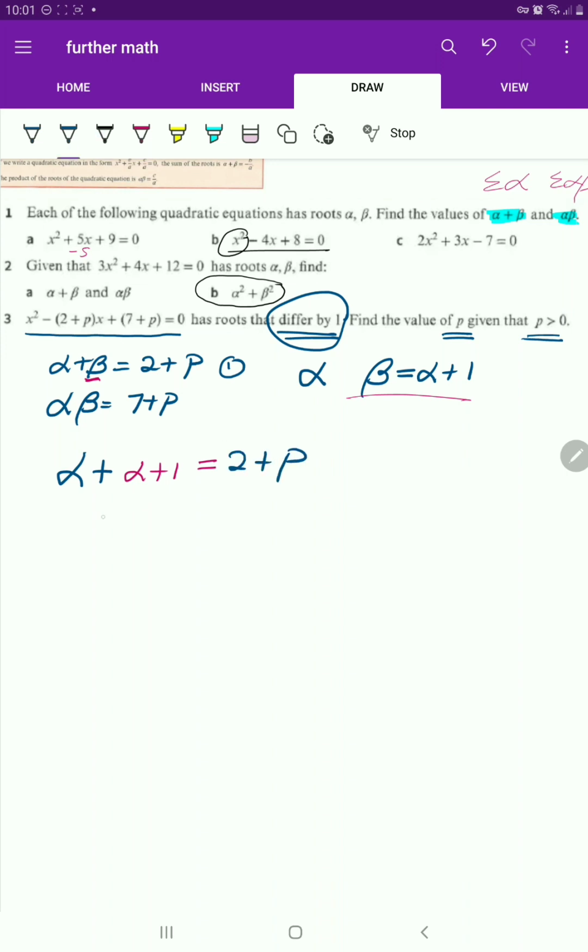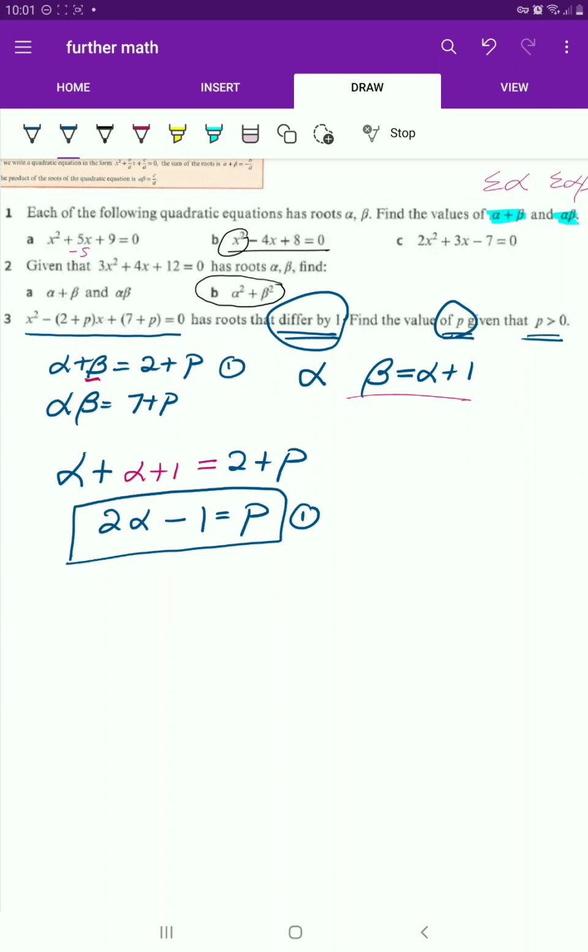And let's just simplify further. That one will give you 2 alpha minus 1 is equal to p. Mr. Daniel, why do we need it equal to p? Because p is the topic here. So we need to write an equation in terms of p. Okay? So let's look at now the alpha beta.